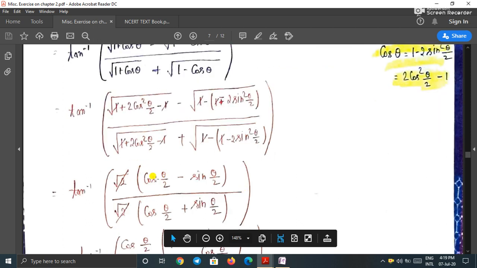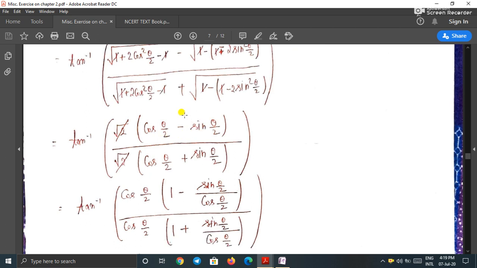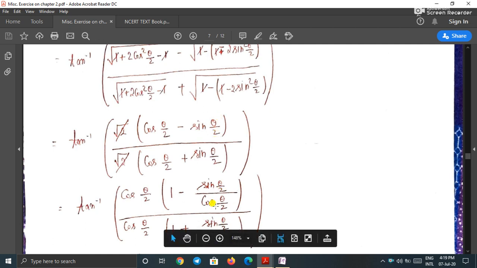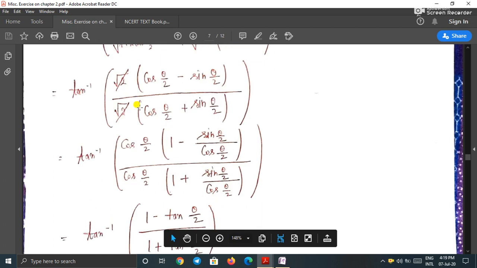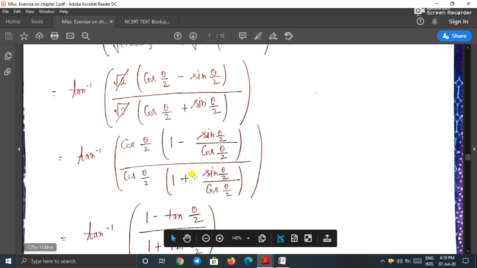You will get this: cos theta by 2 minus sin theta by 2 upon cos theta by 2 plus sin theta by 2. Now take cos theta by 2 common out. You can ask one question here: cos theta by 2 does not appear, then how can we take it common out? Simply by multiplying and dividing by cos theta by 2. The cos theta by 2 you multiply by will come out common and the denominator cos theta by 2 will remain with you. So simply take common out cos theta by 2 from numerator and denominator, which will be cancelled out.